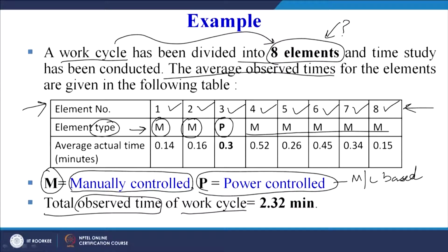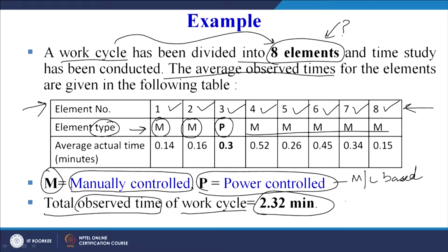Then the total observed time. Again I request that you keep these terms in mind: observed time, normal time, standard time. These are different words. As a learner of work study, we must be able to differentiate between these three: the observed time, the normal time and the standard time. So the total observed time of the work cycle is 2.32 minutes.